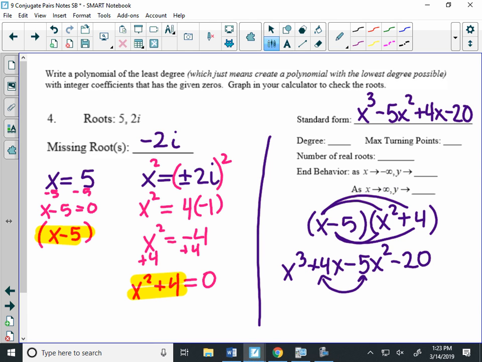Follow that okay? Yeah. A little bit. We'll do a couple more. What's the degree of that polynomial? Highest exponent. 3.